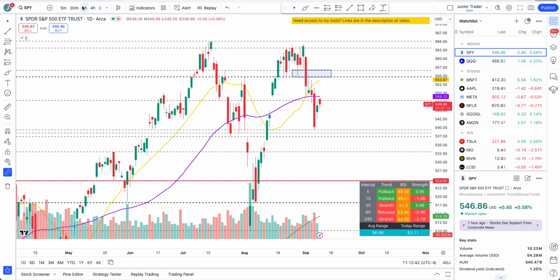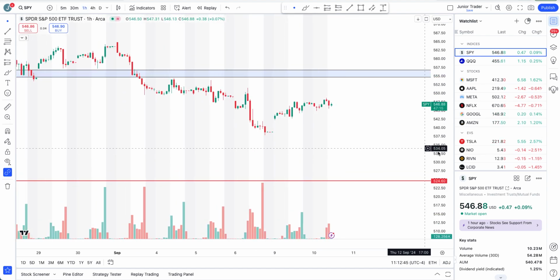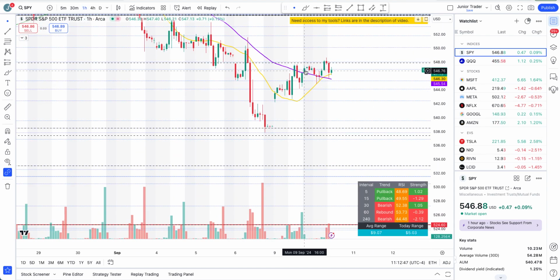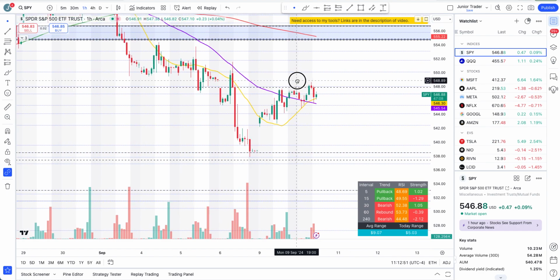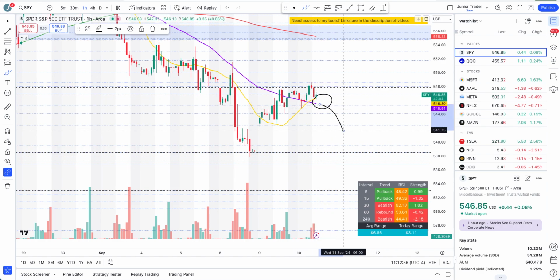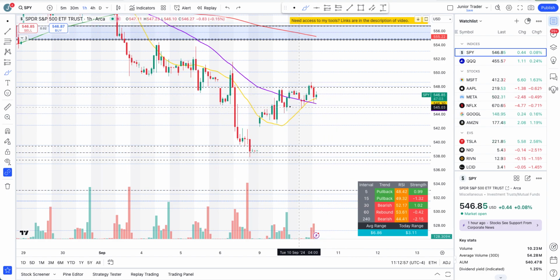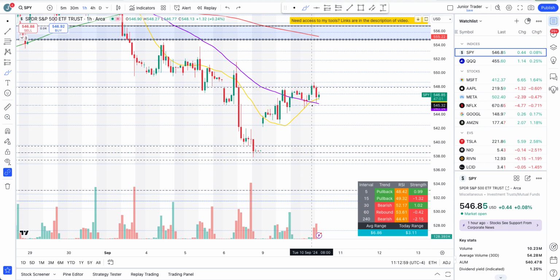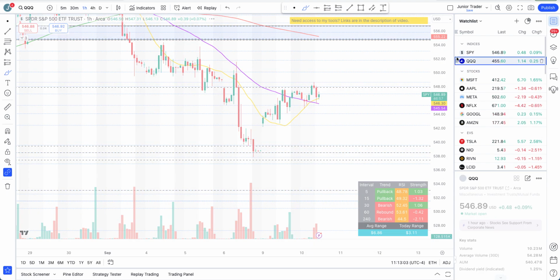And the overall structure is still technically negative, guys. Let's go to the hourly interval. Here we have that rejection happening at that level, 547.91. If it loses 20 and 50, guys, we are again continuing lower, like the 20 and 50 hour moving average, and maybe even these levels, like the 545.32 area. So that's that with SPY.